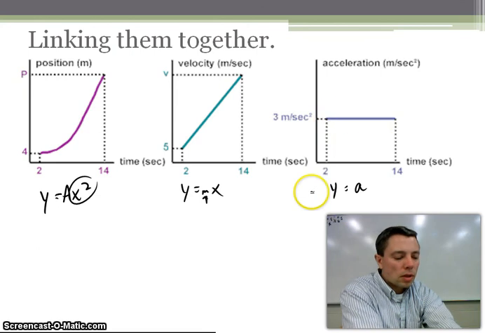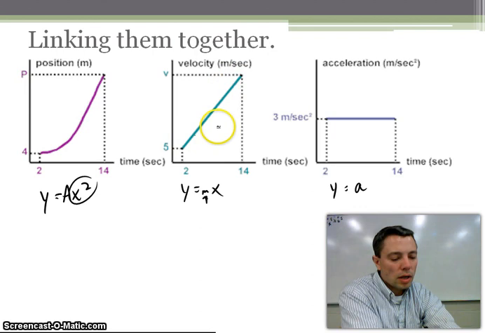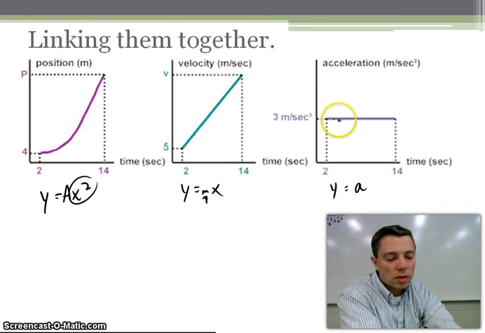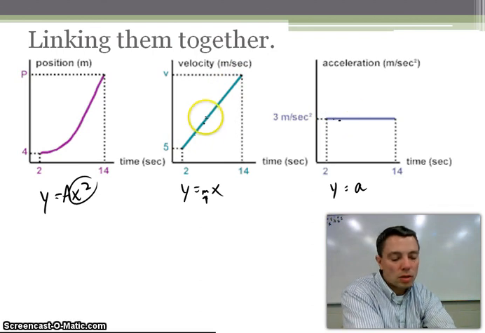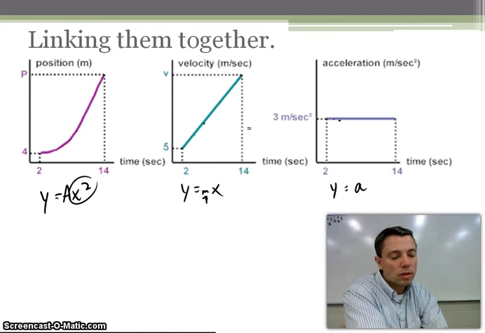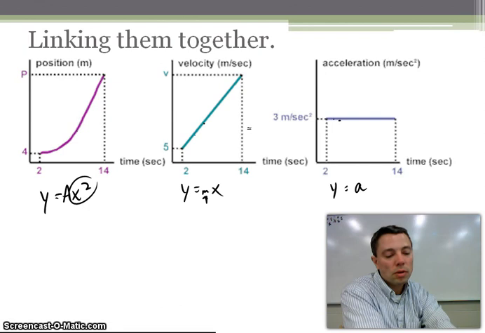So this constant acceleration ties into this straight line here, which shows constant acceleration. This graph shows constant acceleration, this graph shows constant acceleration, and this graph will show constant acceleration. So they're all showing constant acceleration. It's just that we're looking at position versus time, velocity versus time, and acceleration versus time.